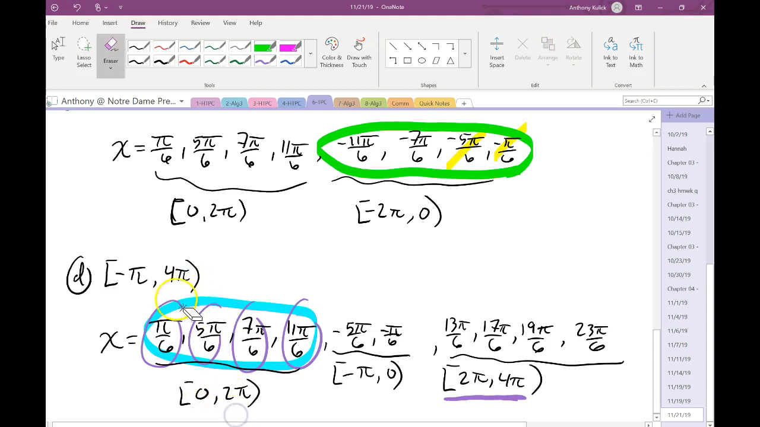So what I did in the middle one is I used my negative answers from part C, and I just checked to see which ones are actually between negative pi and 0. So that was the last 2. The other ones were too small. They're smaller than negative pi.